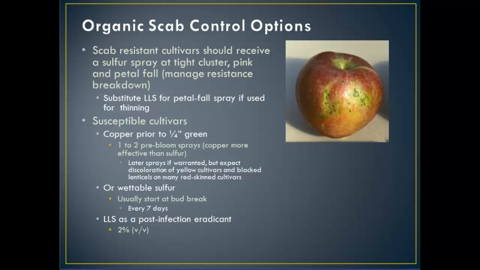And this is what happens on a red apple: the lenticels on the apple turn black. So it actually looks like disease, but it's chemical injury on the fruit. This is not toxic. If you peel it away, the flesh is fine, but on the outer surface, it is blemished quite a bit.